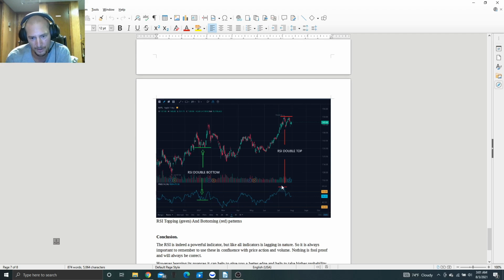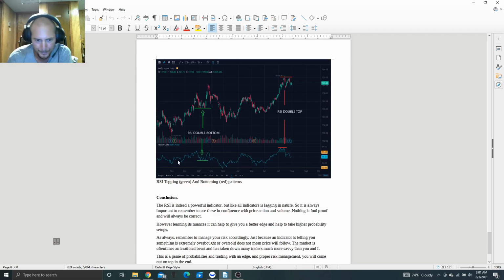And then here we see an RSI double top. Here's your first top here, and then your second peak here. You get a nice little down move there right to that previous support level.